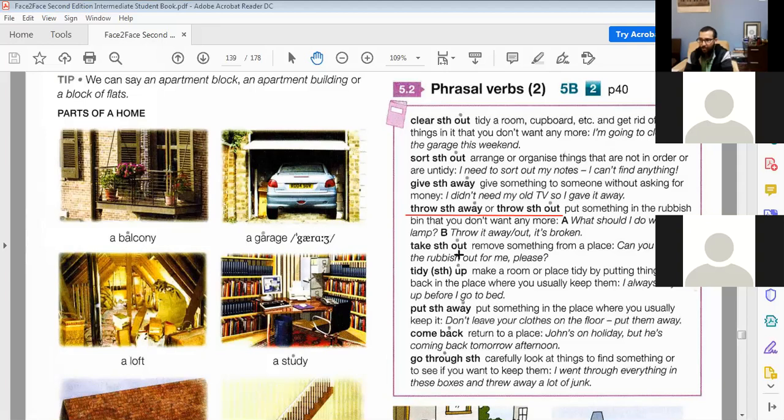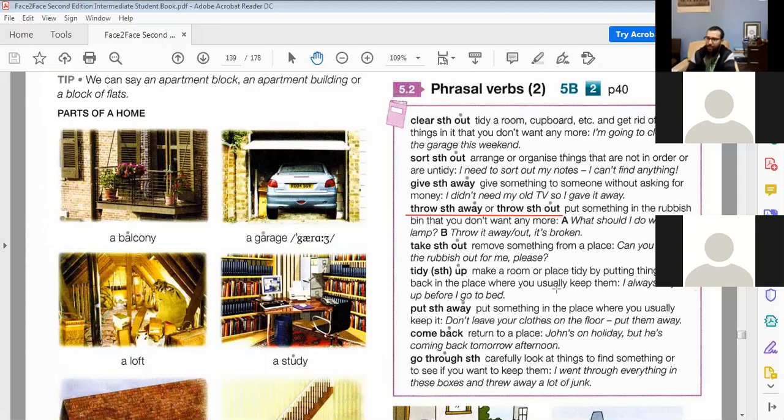Take something out, remove something from a place. So can you take the rubbish out for me? Here the example is rubbish, but you don't have to take out only rubbish. You can take out anything out of the room. You know, take out the books. There's no space for them. Let's say you're living in a bedroom with your sister or someone, and it's a small bedroom and there are too many books. So you can say, could you please take out the books? Put them on the bookshelf. Do you get the idea? So take something out means remove it from one place, put it in another.